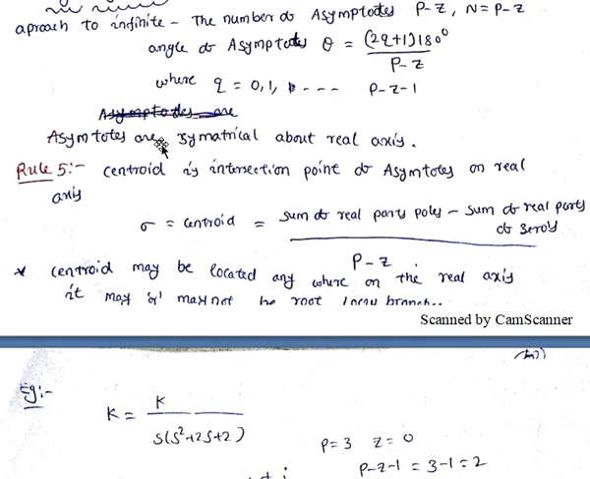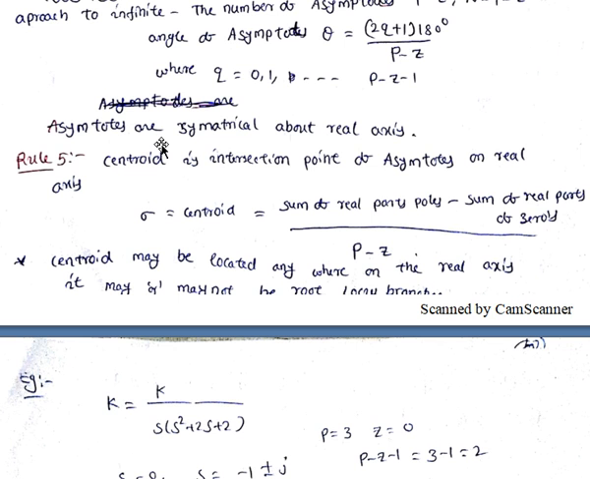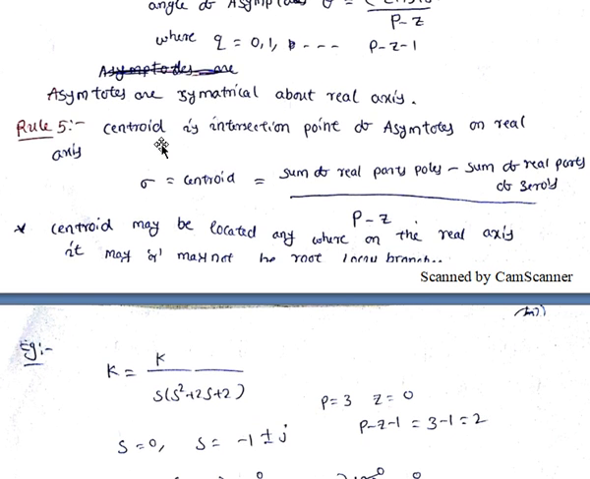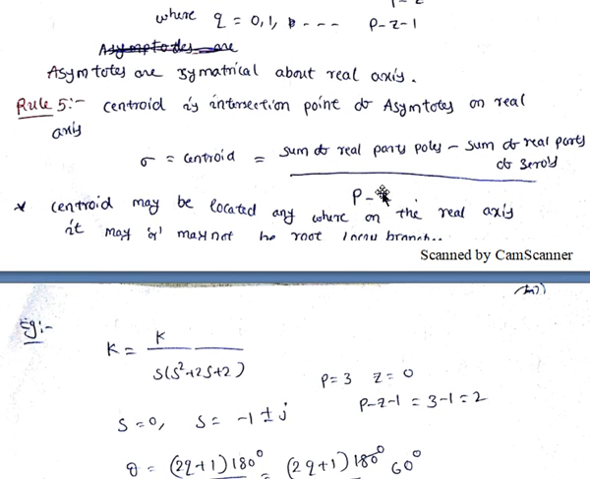Coming to rule number 5, centroid. Centroid is the intersection point of the asymptotes. The centroid is the sum of real parts of poles minus the sum of real parts of zeros, divided by p minus z, where p is the number of poles and z is the number of zeros. This is the centroid. Here the centroid may or may not lie on the root locus.